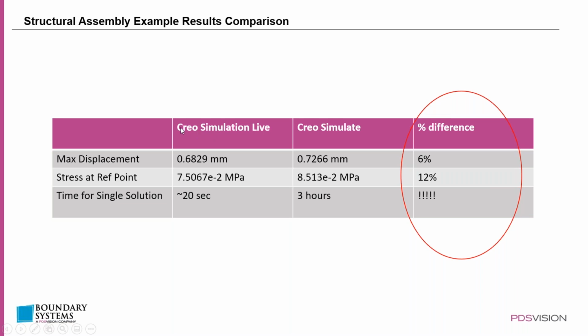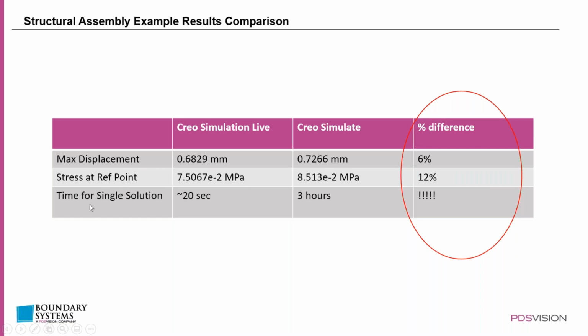So this comparison here just compares Creo Simulation Live with Creo Simulate. So again, Live is the one that's built right into Creo. It runs a little bit faster with that meshless technology. And we'll note that these results are pretty close to each other. We can see that they're 6% difference with displacement and 12% difference with the stress calculations.